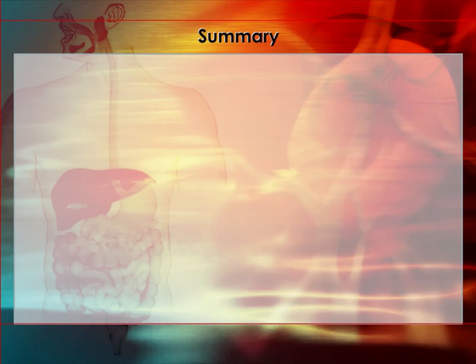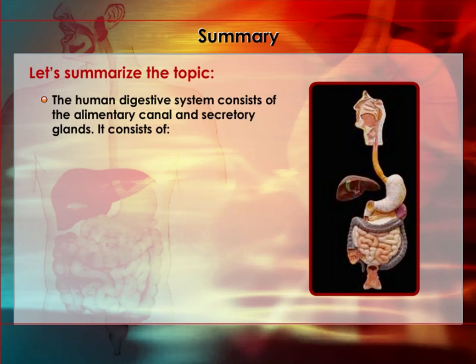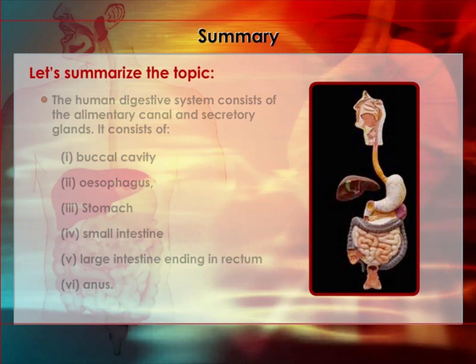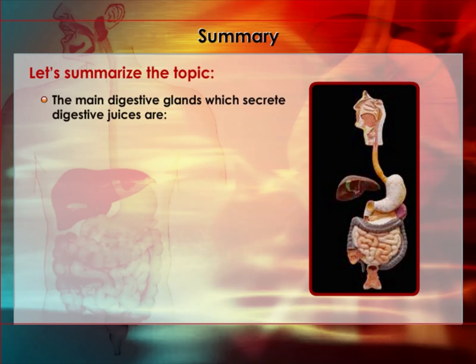Summary. Let's summarize the topic. The human digestive system consists of the alimentary canal and secretory glands. It consists of the buccal cavity, esophagus, stomach, small intestine, large intestine ending in the rectum, anus. The main digestive glands which secrete digestive juices are 1.